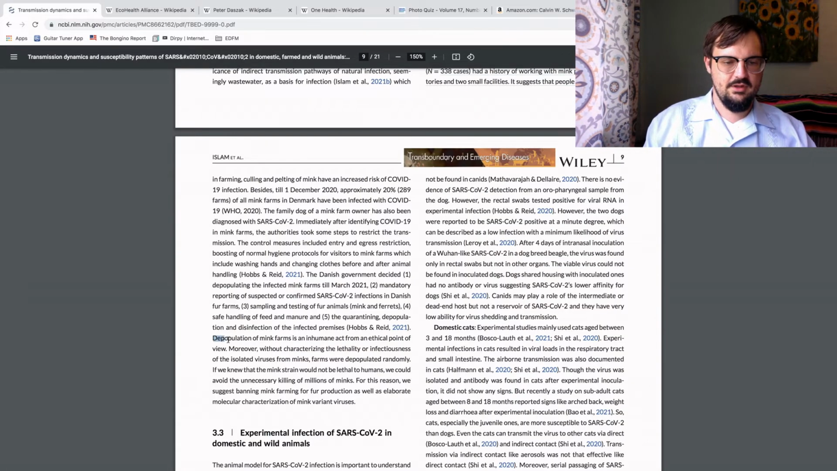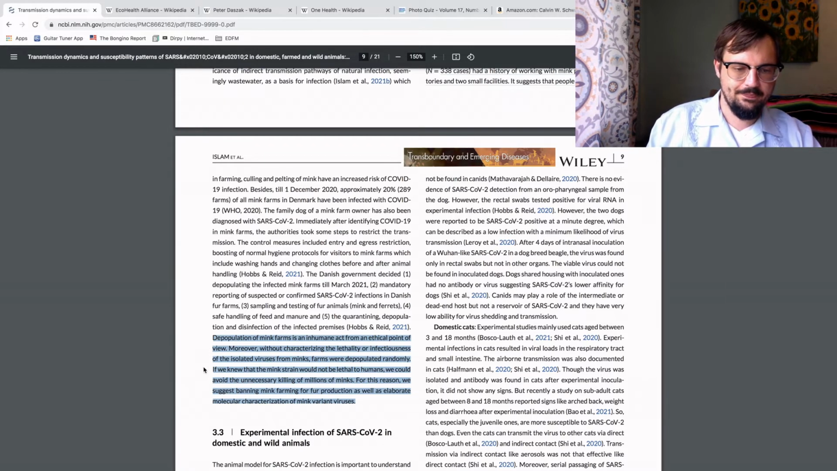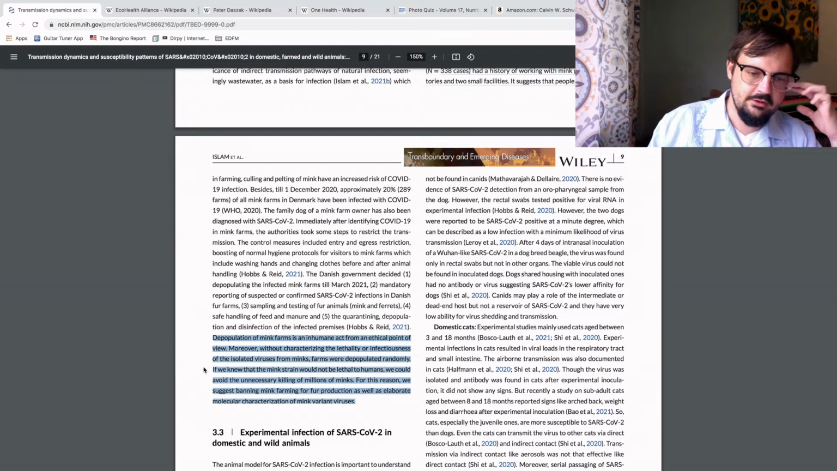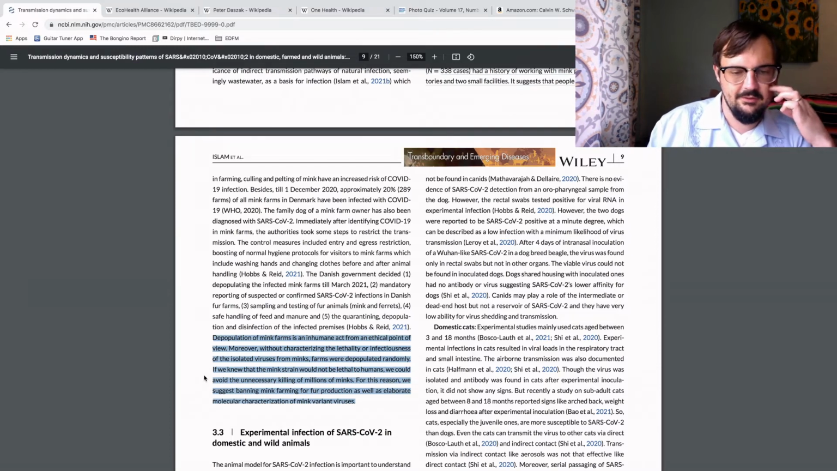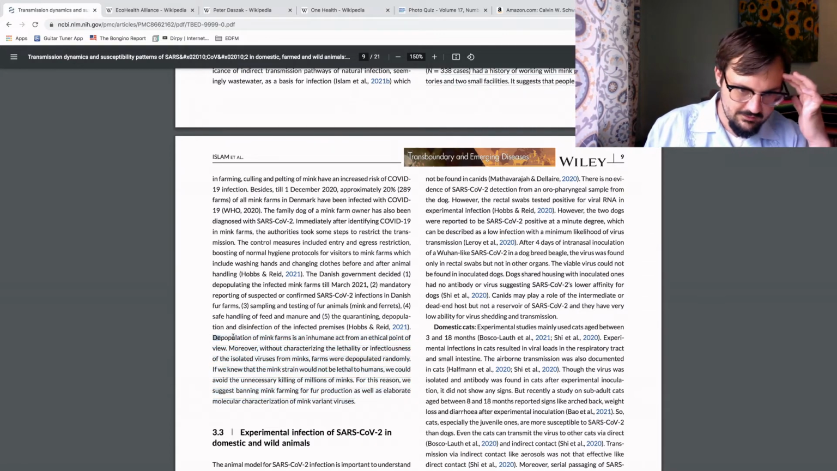And finally, we have the dubious conclusion offered that depopulation of mink farms is an inhuman act from an ethical point of view. Moreover, without characterizing the lethality or infectiousness of the isolated viruses from minks, farms were depopulated randomly. If we knew that the mink strain would not be lethal to humans, we could avoid the unnecessary killing of millions of minks. For this reason, we suggest banning mink farming for fur production, as well as elaborate molecular characterization of mink variant viruses. So is that a non sequitur, or is my name Ev Dogg?